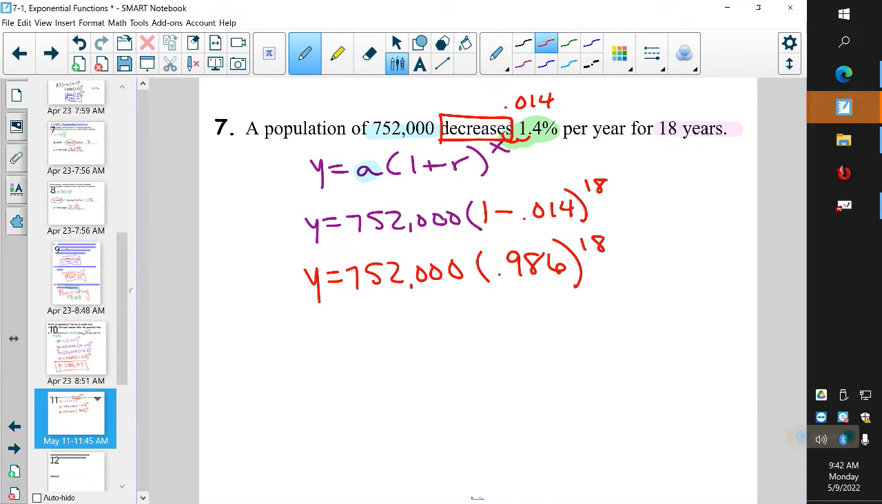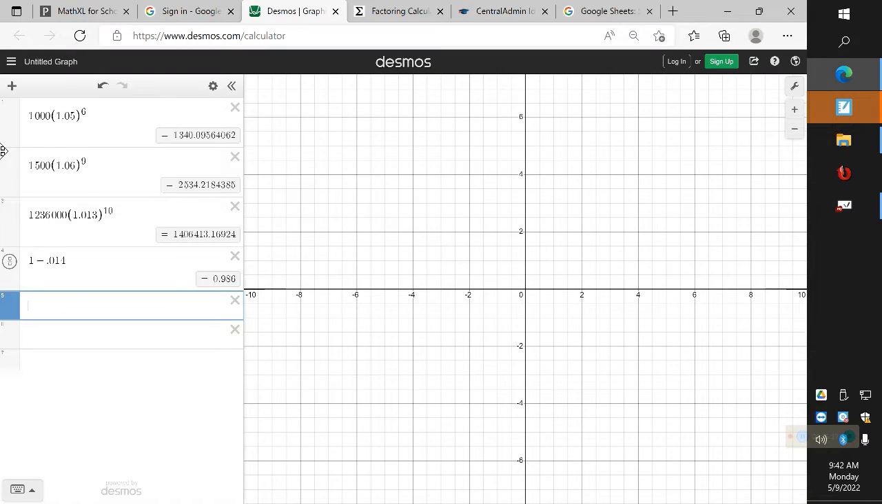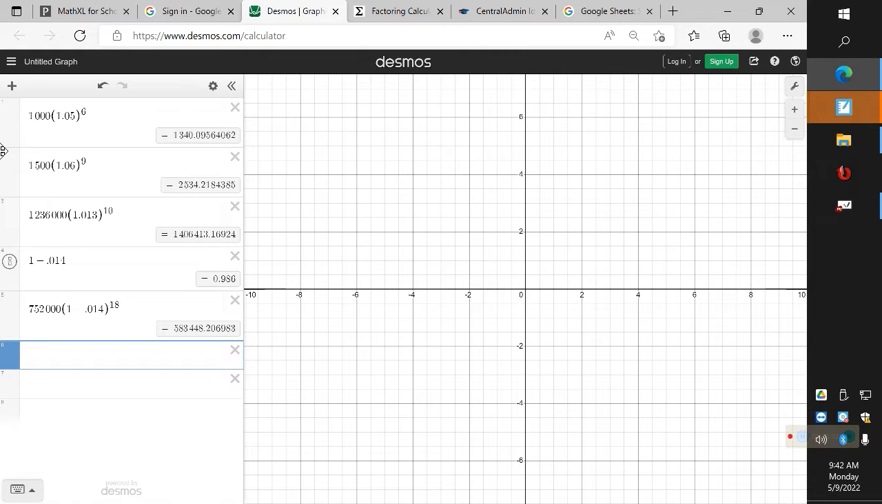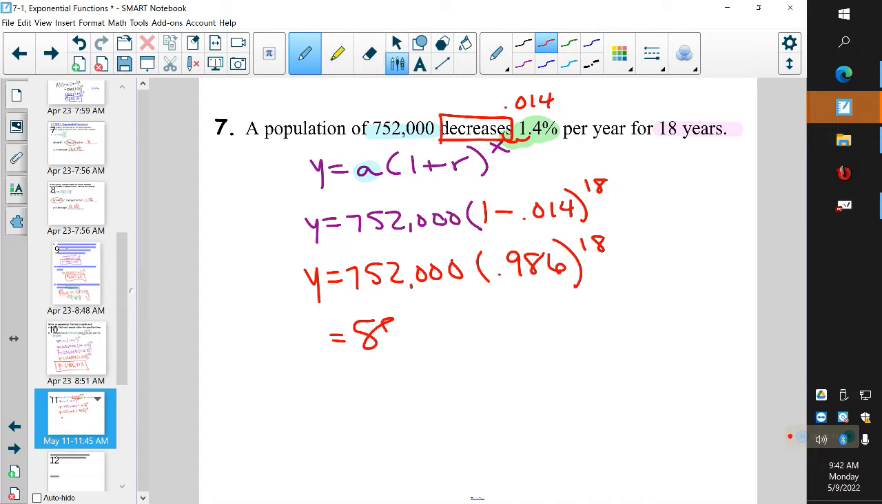Raised to the 18th power. And that is going to give us the value 752,000 parenthesis 1 minus, and you can go ahead and put it like this if you want so that you know you did not mess up any calculations. It does not matter. And we're going to have 18 here. So that is going to give us 583,448.